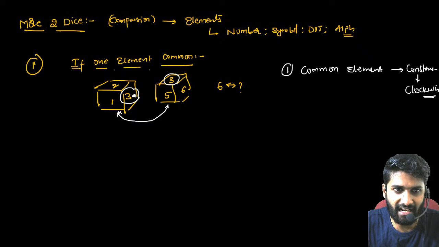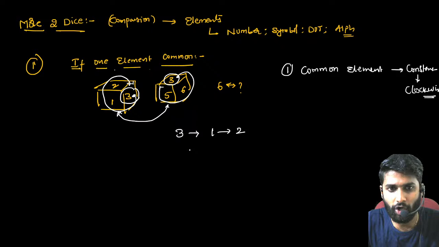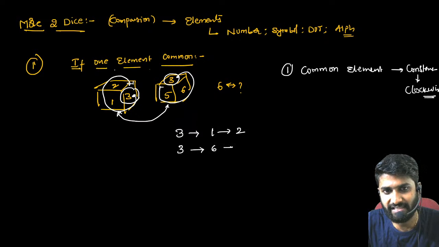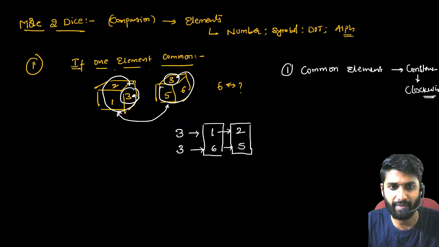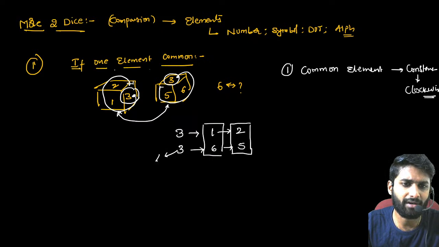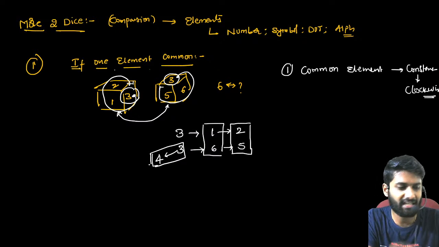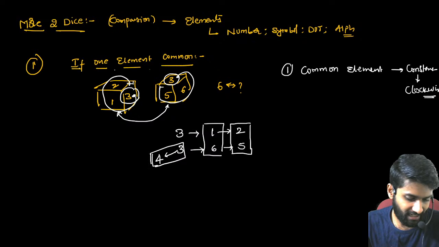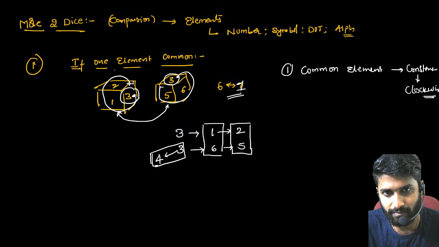See, this is the 3. Consider clockwise notation, so the notation becomes 3, 1, 2. Same thing, this is the 3. Compare the clockwise notation: write 3 here, 6 here, 5 here. Then you can see 2 and 5 are a perfect opposite pair, and 1 and 6 are a perfect opposite pair. What is the remaining number? That is 4, and 3 and 4 are a perfect opposite pair. If one element is common, take it as constant and consider clockwise notation. According to that, the opposite of 6 is 1.